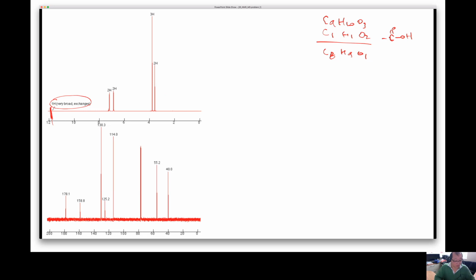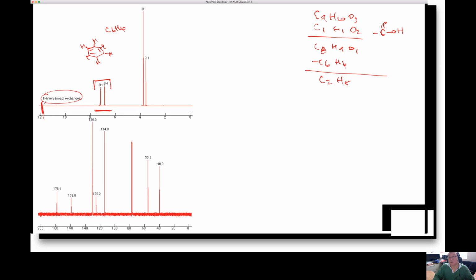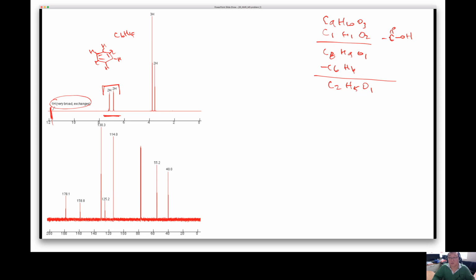If you look at this system here, we do have a benzene, and this clearly supports a para-substituted benzene because of the pattern of the chemical shifts. So we've got a para-substituted benzene in the molecule, which would be C6H4. Let's subtract C6H4. Once you take it out, that would be C2H5 and O1. That's what is left.